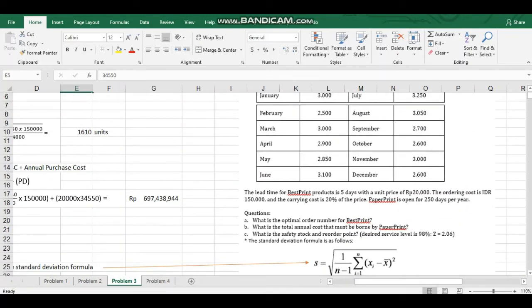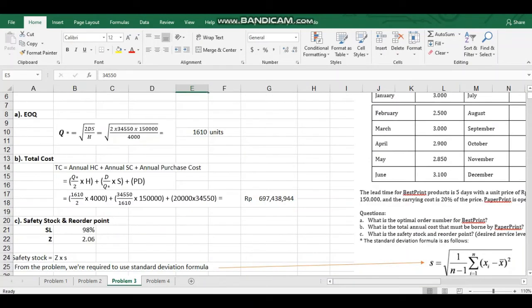And here we have 3 questions. The first one is, what's the optimal order number for Bestprint? That means we're asked about the EOQ, and we just use the usual formula like this one, the square root of 2 times D times S, divided by the holding cost.